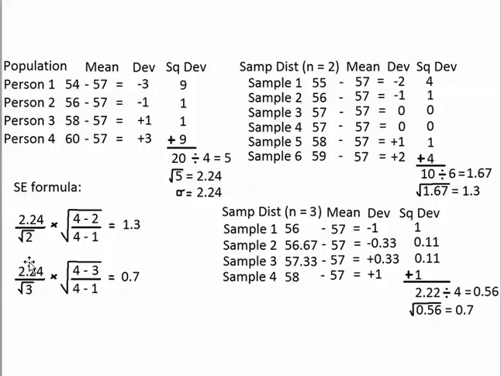Or I could just plug in my population standard deviation right here, my population size of 4, because it's 4 people, and my sample size of 3. And I get the standard error of 0.7, which is just the standard deviation of the means of all possible samples of 3 people. So this right here is the standard deviation of the means of all possible samples of 2 people that could be selected. This right here is the standard deviation of the means of all possible samples of 3 people that could be selected, and they're both called standard errors. So this is the same thing as this is the same thing as this.